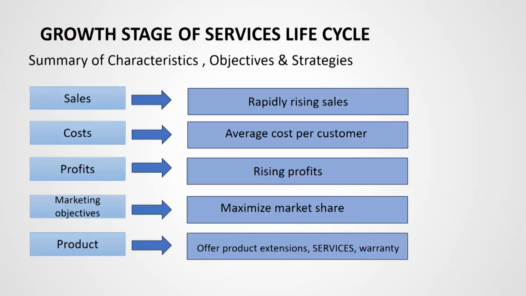Now, moving on to the next slide, this slide says what the important characteristics, objectives and strategies are that have to be pursued by the service provider. The characteristics are defined in terms of the sales objective, the cost factor, the profit element, and the objectives of the marketer. In addition to these factors, the 7 P's also have to be understood by the service provider.